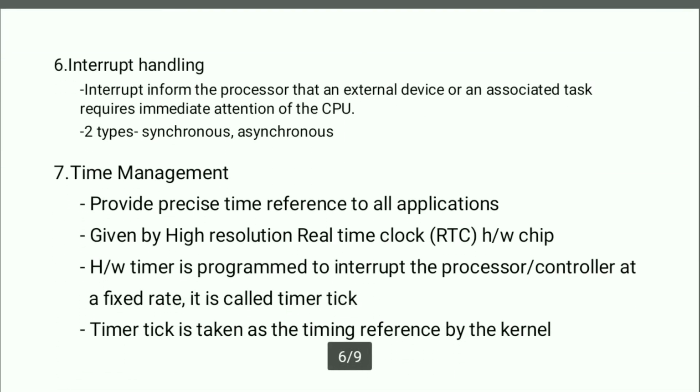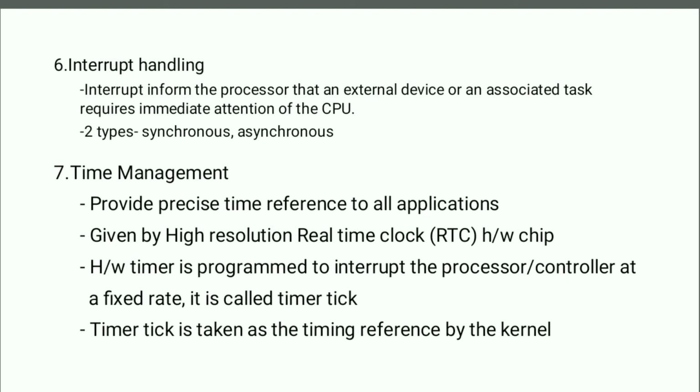We know what an interrupt is. An interrupt informs the processor that an external device or an associated task requires the immediate attention of the CPU. There can be hardware or software signals given to the processor. Interrupts can be of two types, either synchronous or asynchronous.